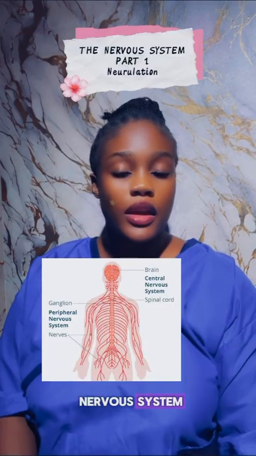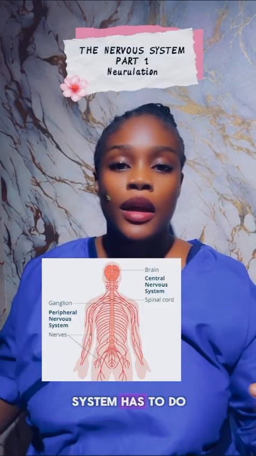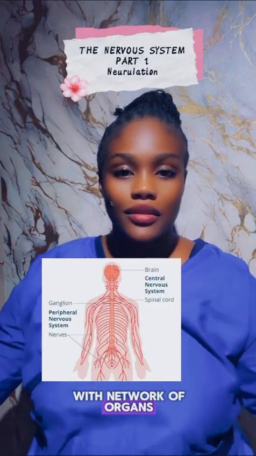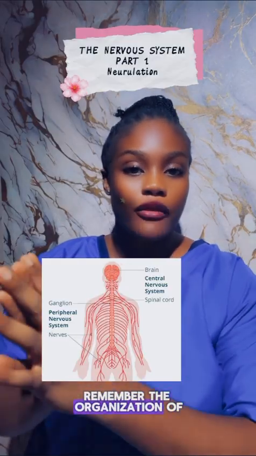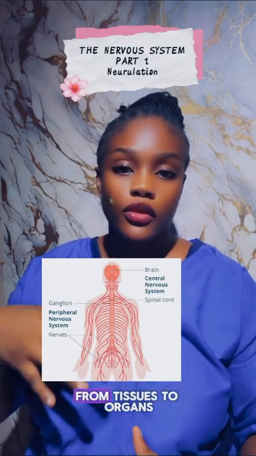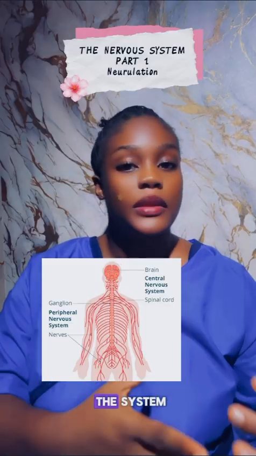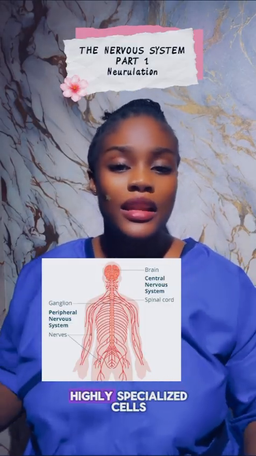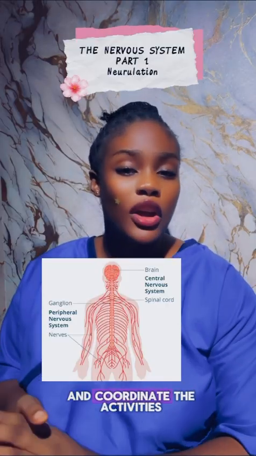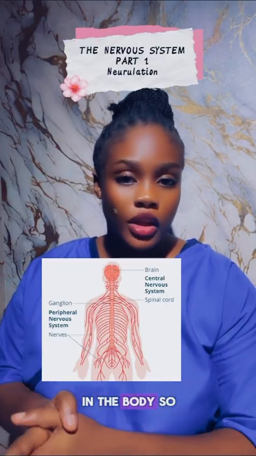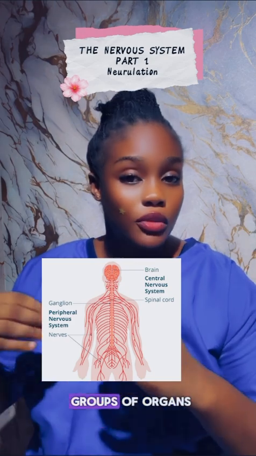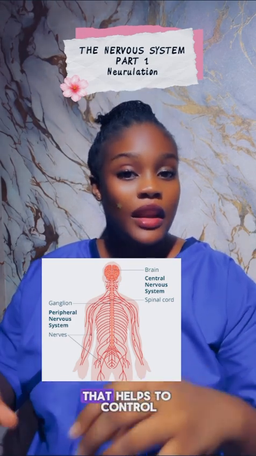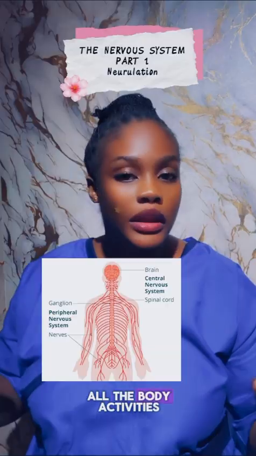Now, what is the nervous system? Remember that when we talk about a system, it has to do with a network of organs. When organs come together, remember the organization of life, from cells to tissues, from tissues to organs, and organs make up the system. Now, the nervous system is a group of organs and highly specialized cells that helps to control and coordinate the activities of other organs in the body. So the nervous system is groups of organs or highly specialized cells that help to control all the body activities.